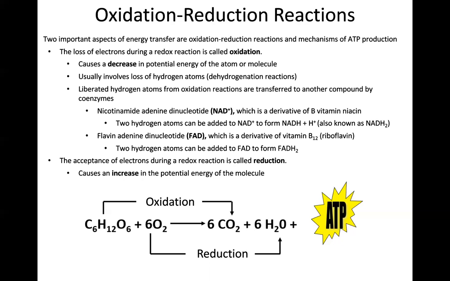NAD we derive from the B vitamin niacin, whereas FAD comes from the vitamin B2, riboflavin. Okay. Well, these guys, if you want to think of them, they are electron carriers.